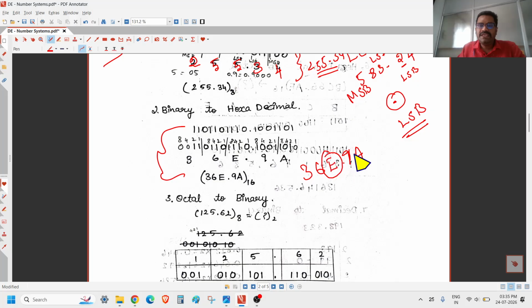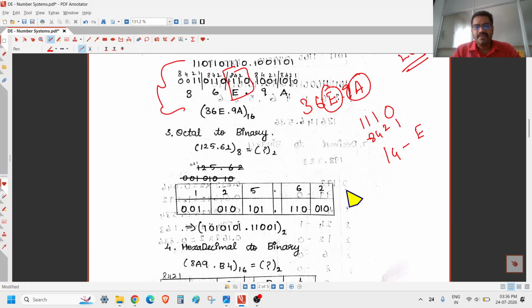Why will E and A be there? It is very easy, you can see here: 1110. What is the actual number? With 8 4 2 1, that is 8 plus 4 is 12, 12 plus 2 is 14, right? So the hexadecimal digit for 14 is E. Likewise, you have to write the others. So this is how we convert binary to octal and binary to hexadecimal.